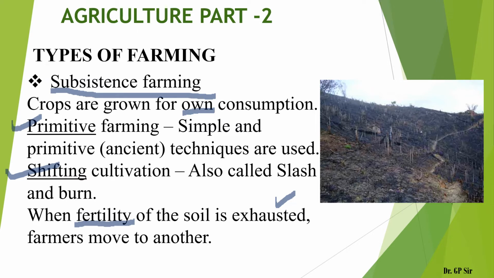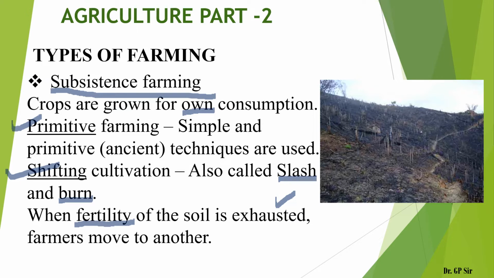This shifting cultivation is also called slash and burn. However, the slash and burn method of growing crops is banned in most of the states in India. The reason is, after growing crops, obviously the fertility of the soil will reduce, correct?